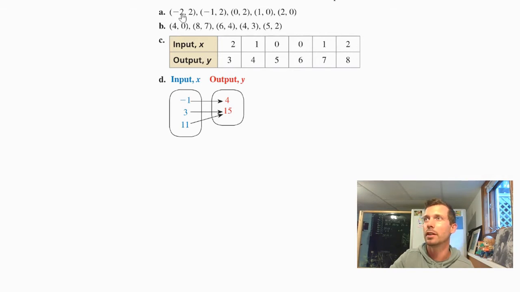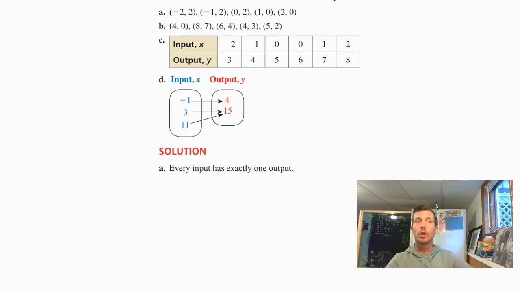So I'm looking at this. Each input, okay, -2 has 2, that's fine. -1 has 2, 0 has 2, 1 has 2. So there's no repeating x values here. So we're okay because -2 has its own output. -1 has just exactly one output. 0 has one output. 1 has 0 as an output, so just one output. 2 has one output. So we're good with this one. So this one would be a function, right? Because if you think about it, for every input, there's exactly one output.